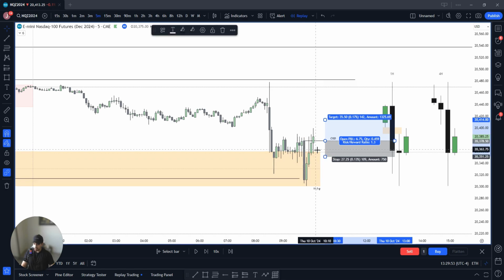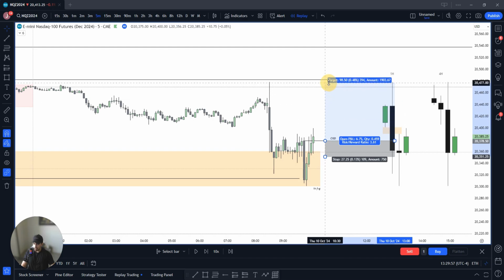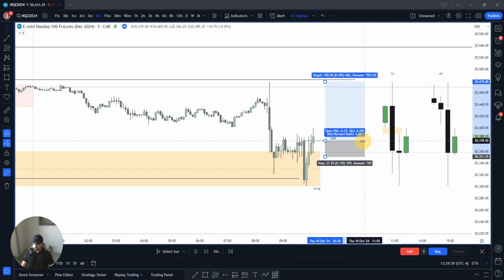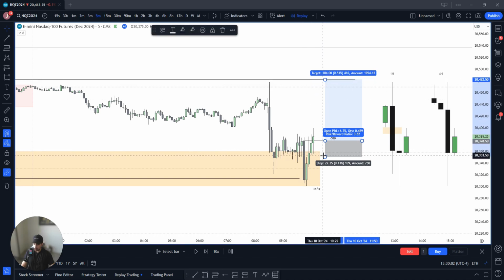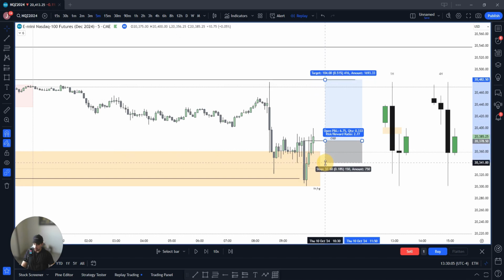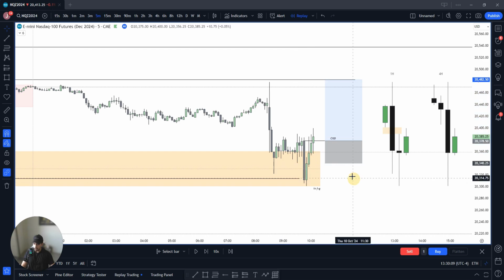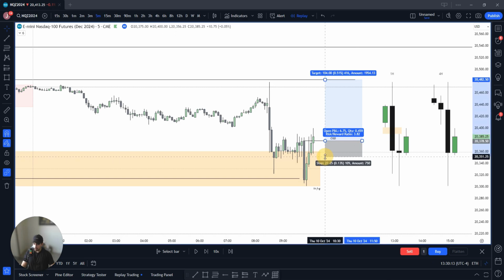Because we have a breaker right next to the CISD. Anytime we have a change in the state of delivery, a breaker block is going to be right next to it, okay? So you could put your stop at the breaker low, or you could put it just a little bit below this low right here that got swept, right? The internal sell side low. So if we put a limit here, this is about a 2.72R. If you put your stop above here, this is almost a 4R trade.